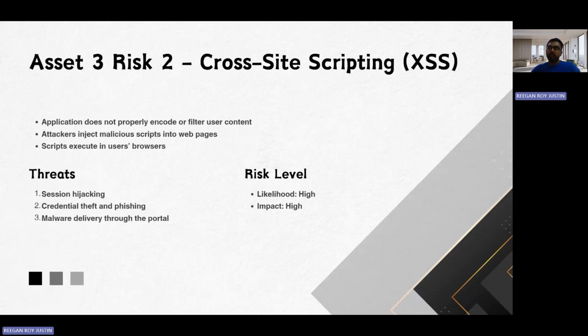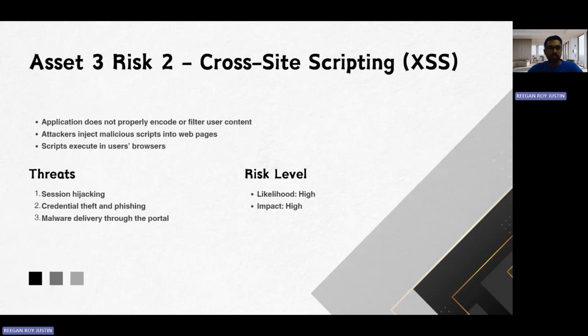For example, if a comment field accepts HTML and script text, attackers could use it to steal session cookies or trick users with fake login forms. XSS doesn't require breaking into the server, just submitting crafted inputs that get displayed. This risk is high because it's easy to exploit and can affect many users at once. The impact includes stolen credentials, account hijacking, and potentially spreading malware.